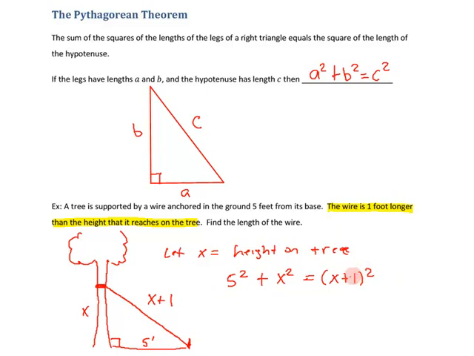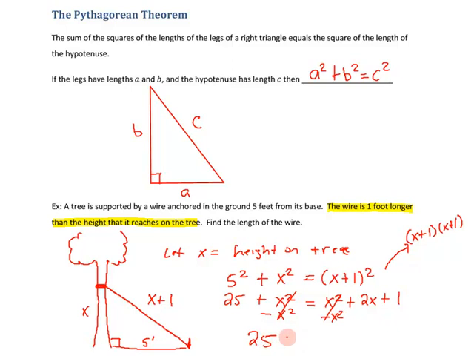Now I begin solving this by simplifying each side completely. I get 25 plus x squared equals, and using the fact that x plus 1 squared is x plus 1 times x plus 1, I FOIL out the right hand side. I get x squared plus 2x plus 1. Now as I try to get this equal to 0, first thing I notice is that if I subtract x squared from both sides, they completely drop out. I'm left with 25 is equal to 2x plus 1.